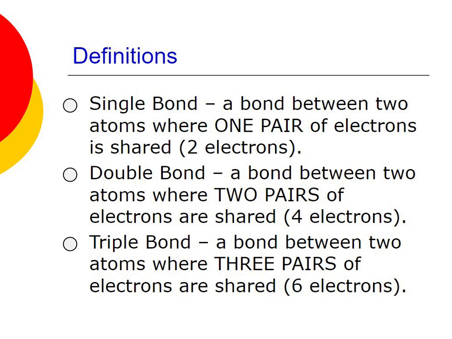Okay, then you've got a double bond, which is the same thing except you've got two pairs of electrons bonding together. And then a triple bond is a bond between two atoms that have three pairs of electrons shared between them.